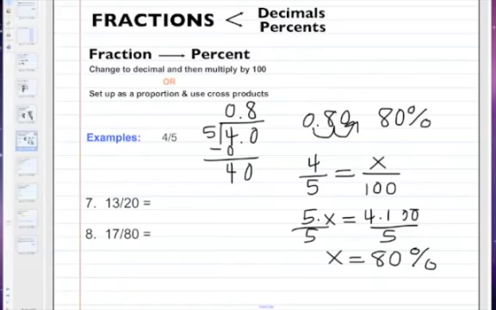You choose which step you like best when solving problems number 7 and 8 in your notebook. Change those fractions to percents. Press play when you're ready to check your work.